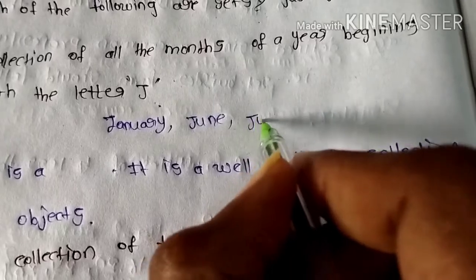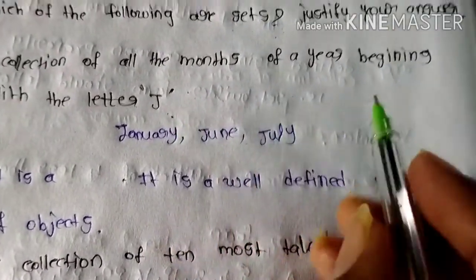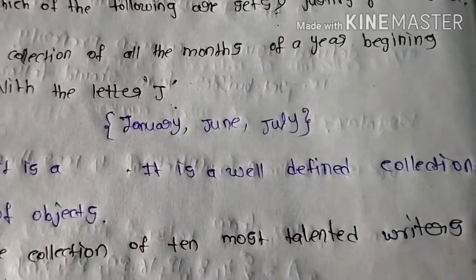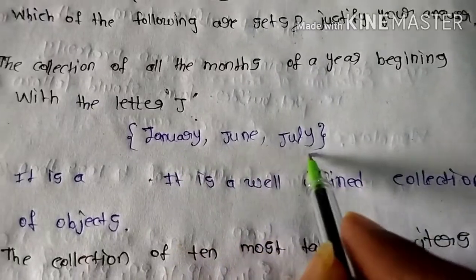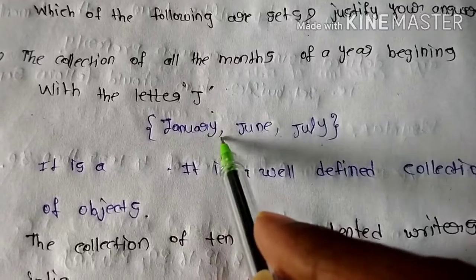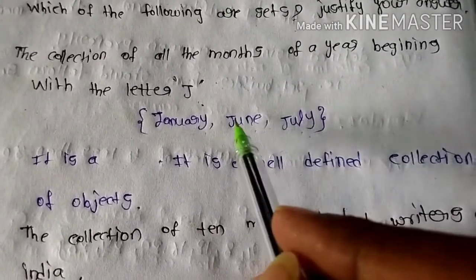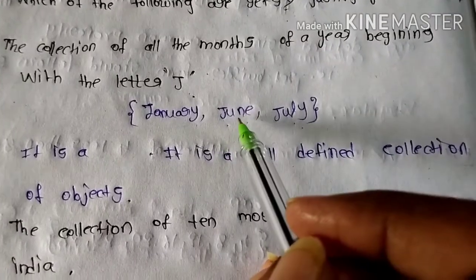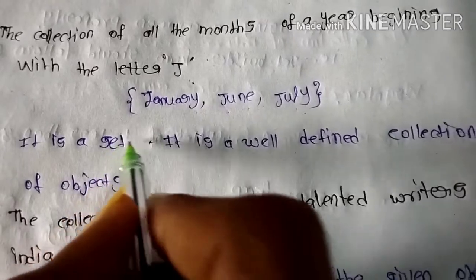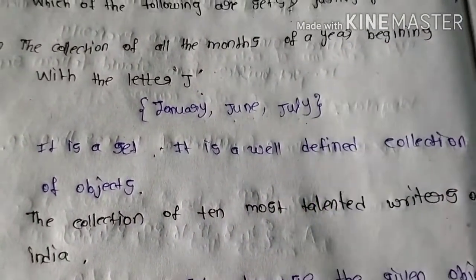Next one, July or not? Yes. Is there any month which starts with the letter J? No. These are the only three elements: January, June, July. Here the collection of all the months of a year beginning with letter J. These objects are well defined, yes or no? Yes. So it is a set. It is a well defined collection of objects.